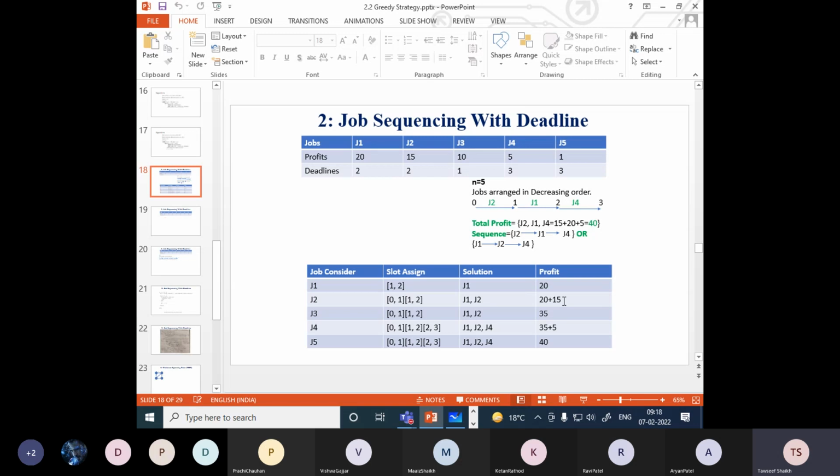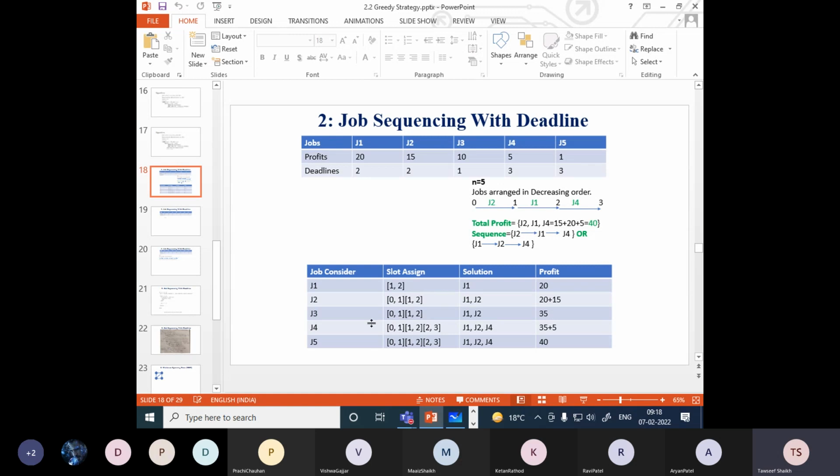The total profit will be 20 plus the profit of J2, that is 15. Now J3 will come. Since J3 has a deadline of 1 and we don't have any slot vacant for 1, we ignore this person. Okay, we can't do your work. So the slots will be again the same, no change. The solution will be again the same, no change. And the profit will be the same because we are not performing any new task. So it will be 20 plus 15, that's 35.